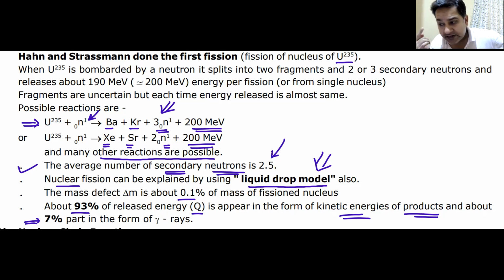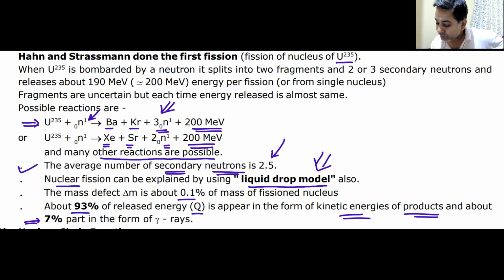Option 1, kinetic energy of product. Option 2, the energy of gamma rays. Option 3, both are equal. Option 4, it depends on the circumstance. So the right option is that the most energy will go in the form of kinetic energy of product. Do we understand this? This is how questions are made, and this is how you answer those questions, based on what you know. Do we understand this? Yes, sir.